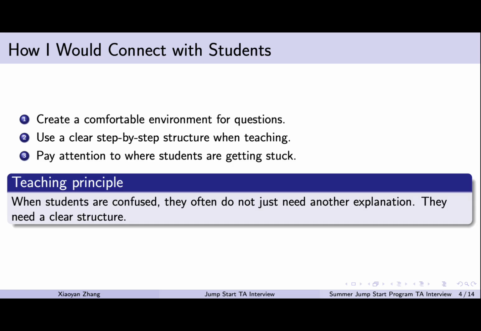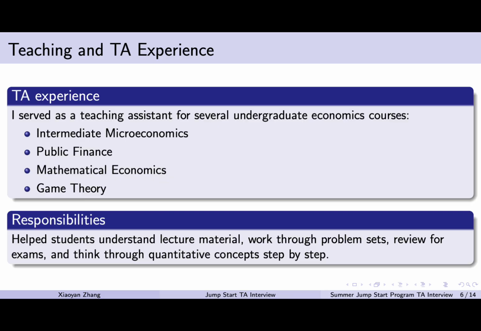Third, I would pay attention to where students are getting stuck. If a student looks confused, I would try to ask a smaller guiding question instead of simply repeating the same explanation. For example, I might ask, what is the operation attached to the square root? Or what operations would undo that? This helps the students participate in the reasoning process.